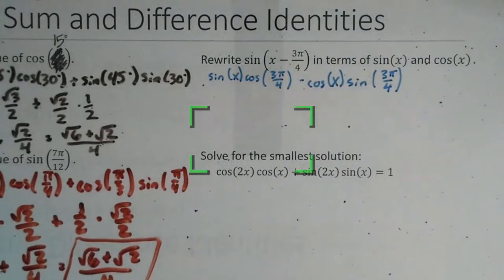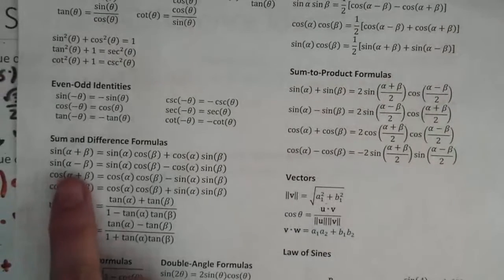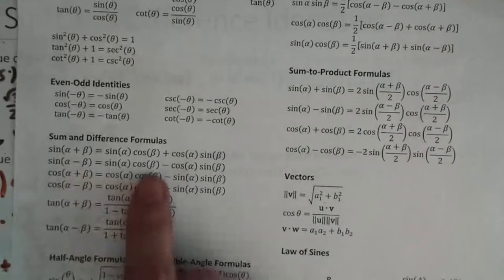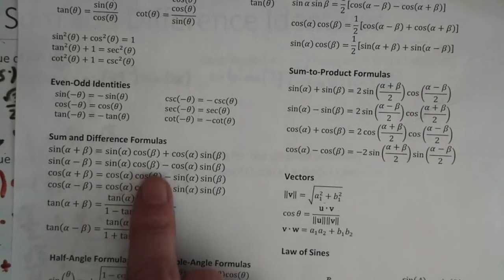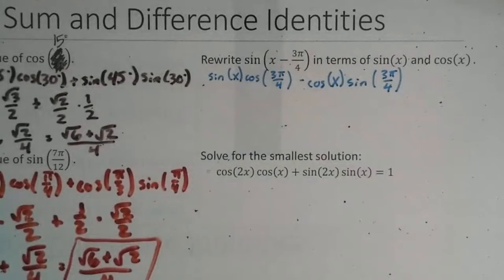Now you may be wondering why I'm using 3 pi over 4 and not negative 3 pi over 4. Notice in the formula that it is the sine of alpha minus beta, and then we're just using beta. So whatever's being subtracted is your second angle here. That's why I'm using the positive.